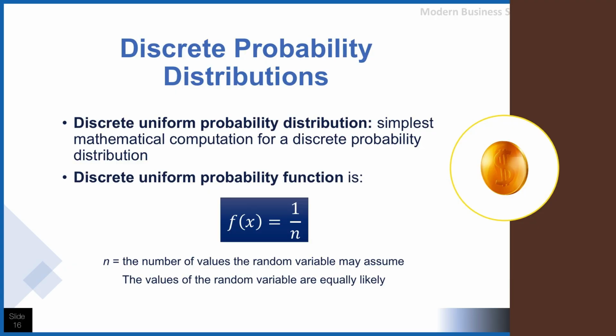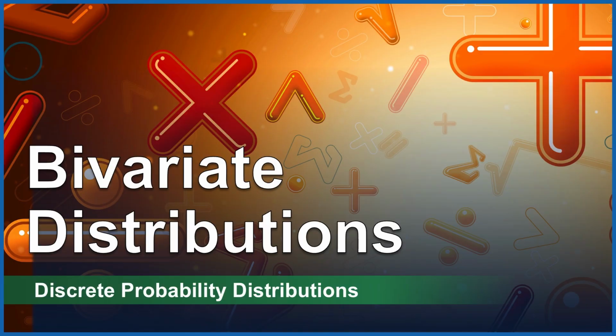Same logic for rolling a single die. It has 6 sides. You roll that die, and the probability of any side coming up is 1 over 6. So n is the number of values the random variable may assume: 2 sides to the coin, 6 sides to the die, 52 cards in a deck. And the values of the random variable should be equally likely. The coin is fair, the die is fair, the cards have been shuffled thoroughly.